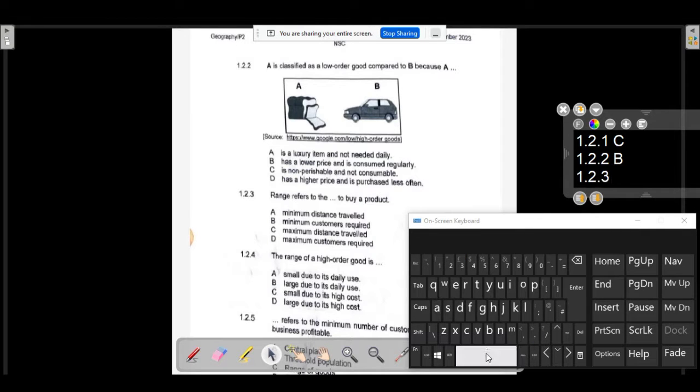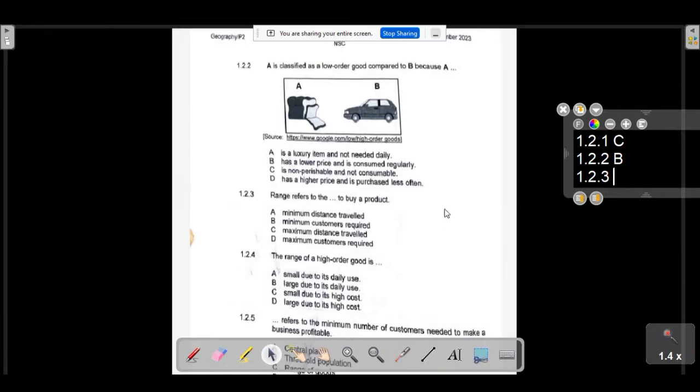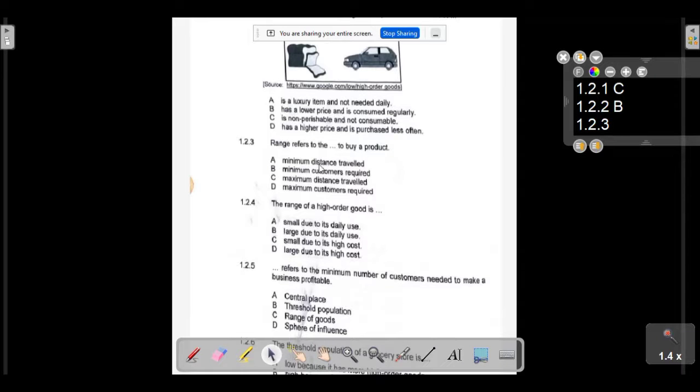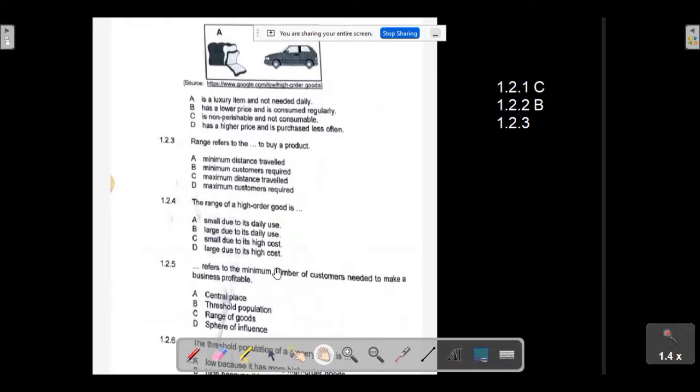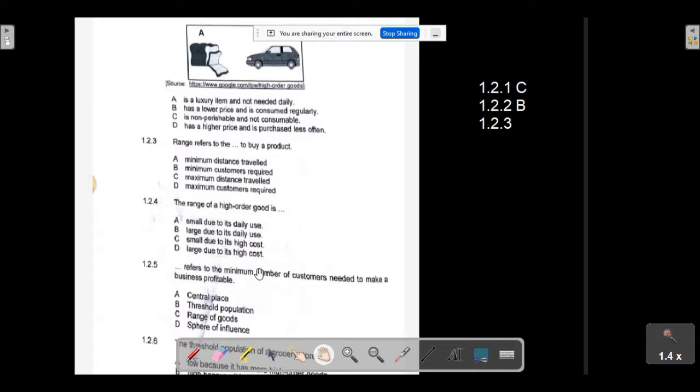1.2.3. For 1.2.3, say range refers to the dash to buy a product. Range, guys. This is, of course, when you are in that section where you are introduced to range, or threshold population, the sphere of influence, and so on. So this is that part. Range, as we know, A says it's a minimum distance traveled, actually a maximum. Yes, it is a distance traveled, but it is a maximum distance traveled.